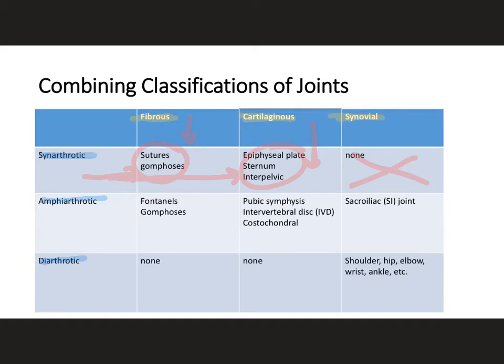On our amphiarthrotic fibrous, we see fontanelles and gomphoses. In the cartilaginous amphiarthrotic, we see the pubic symphysis, IVD, and costochondral. And once again, we see only one amphiarthrotic synovial joint, and this one is a real interesting joint. We'll discuss it with the appendicular. It's called the sacroiliac joint or SI joint, and you will find that this is one of the bread and butter joints of a chiropractor.